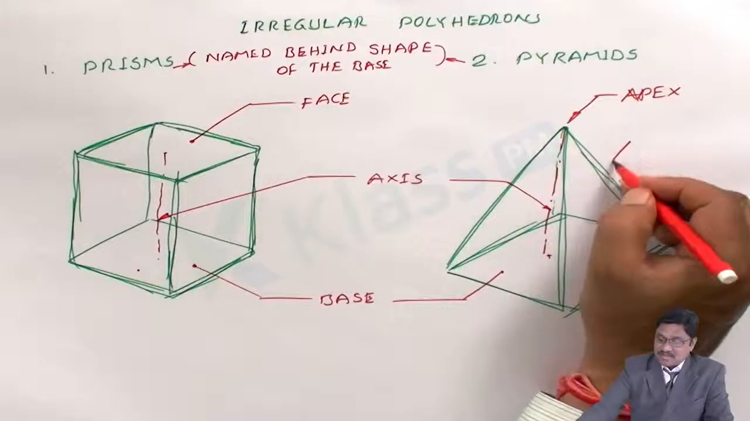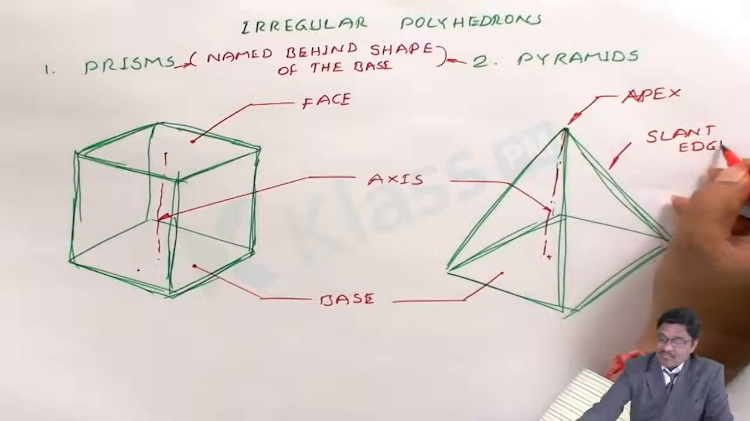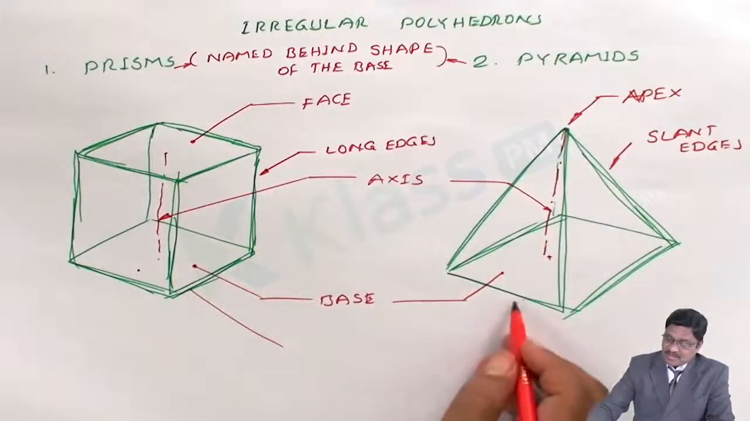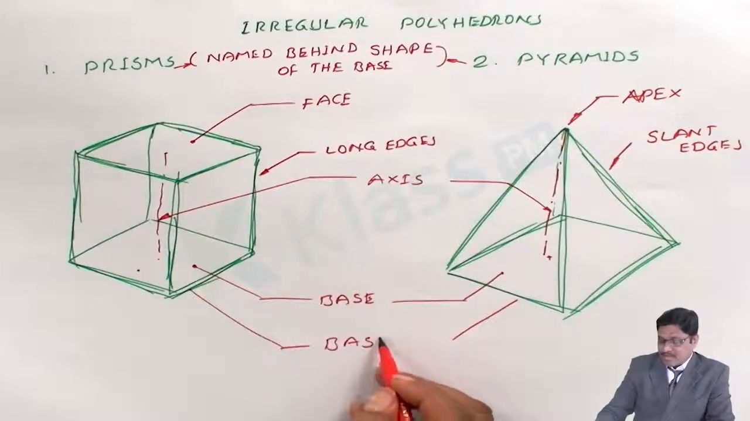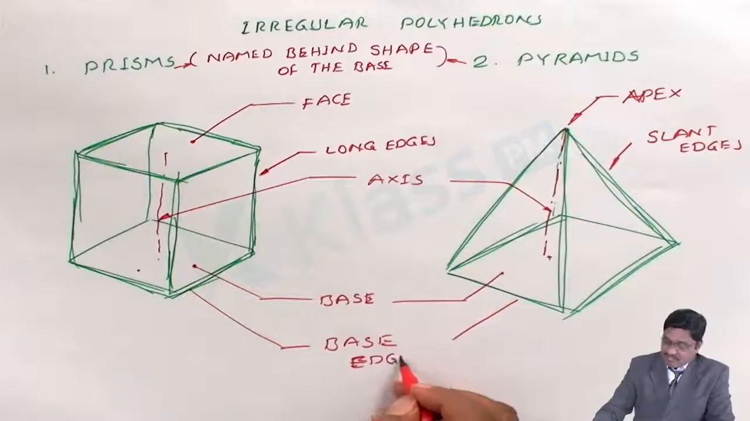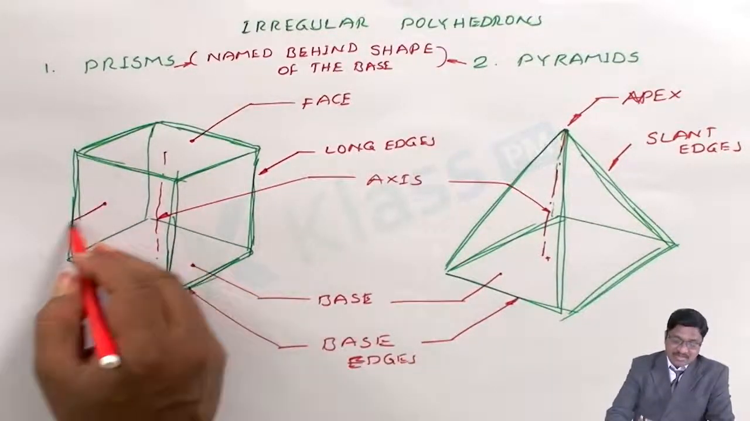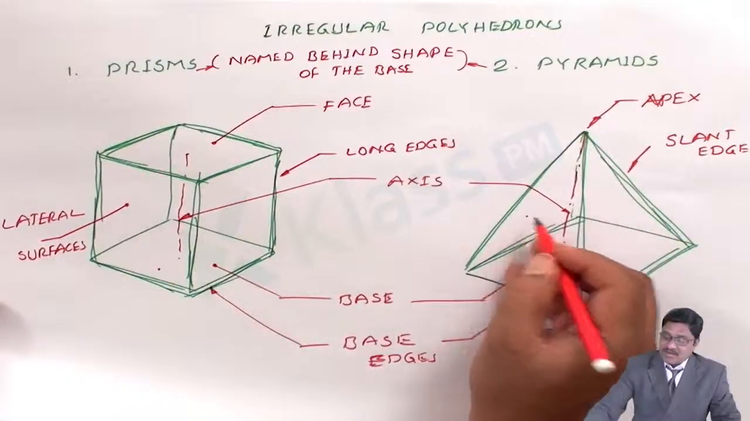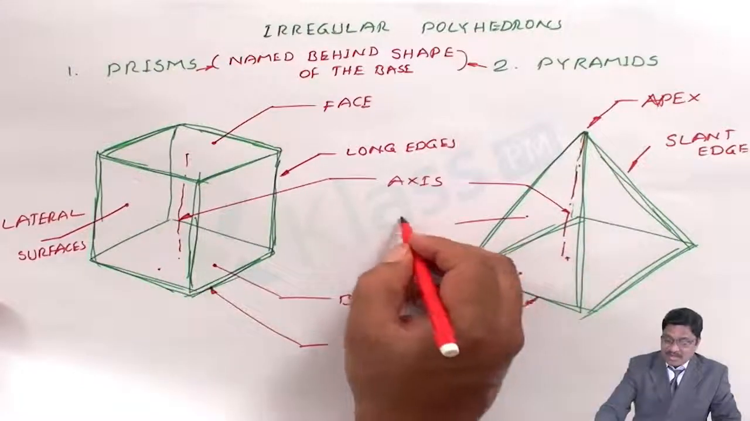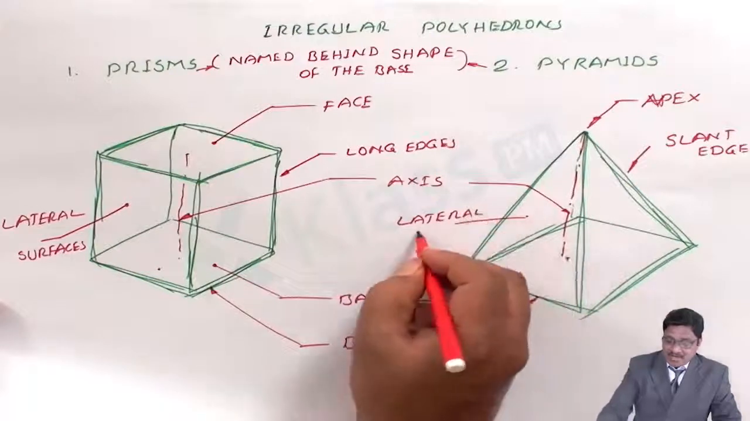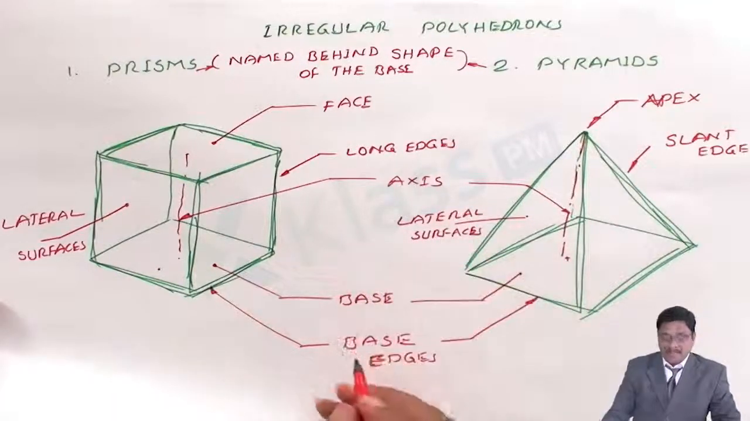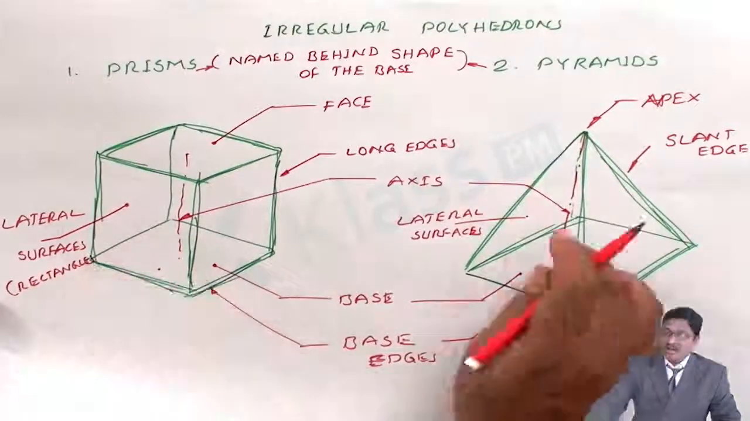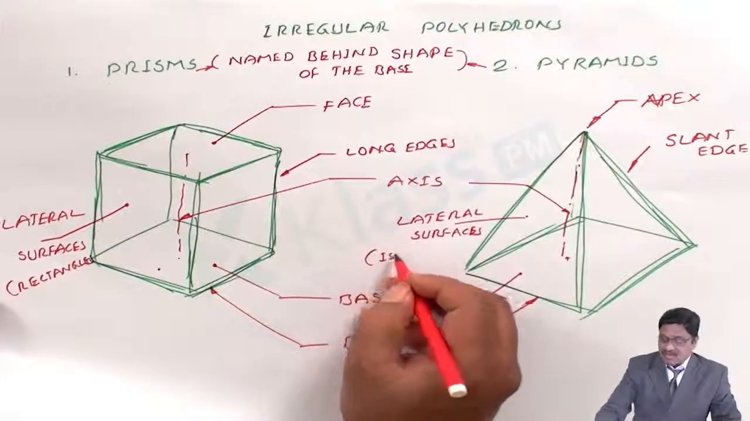Next, these are known as the slant edges. These are known as long edges. Either this one or this one are known as base edges. All these surfaces are known as the lateral surfaces. These are known as triangular surfaces. Here also, lateral surfaces only. But what is the shape? All the lateral surfaces in the case of a prism are rectangles. All the lateral surfaces in the case of pyramids are isosceles triangles.